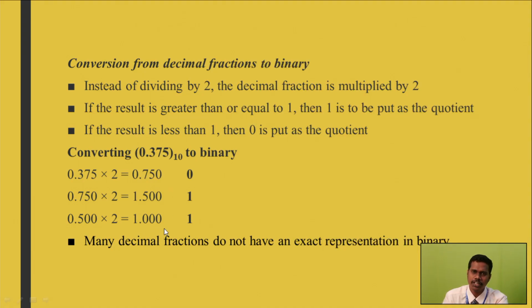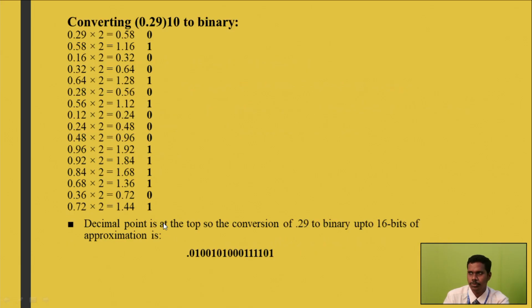The process continues until there are no more fractional numbers to perform the multiplication process. When we have only zeros, we stop the process at that position.